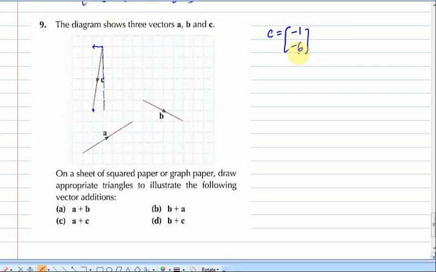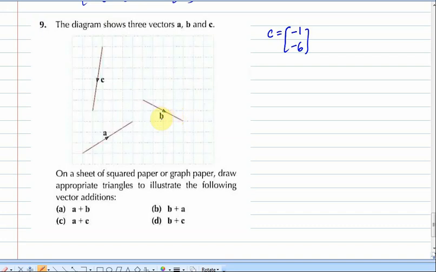Now it says on a sheet of squared paper or graph paper, draw appropriate triangles to illustrate the following vector additions. Now for the first part, you need to find A plus B. How you will do that? The concept of addition, vector addition, right? Now you see that if you focus the vector B, it's 1, 2, 3, 4. Four blocks in the diagonal direction.